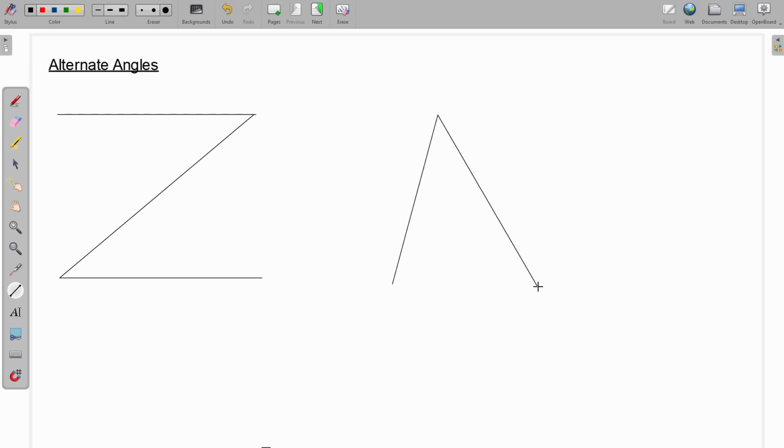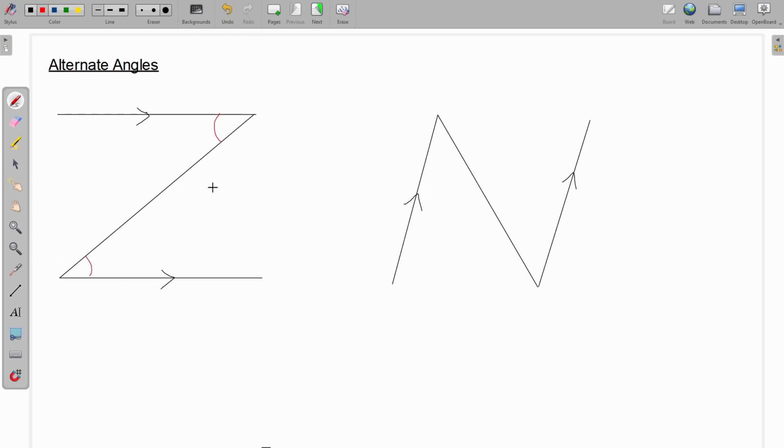Now the important thing to remember about alternate angles is we need parallel lines. The parallel lines in question are going to be the arms of the Z or the legs of the N. So as long as I have a pair of parallel lines, I can work with alternate angles. Now, the principle of alternate angles is that they are equal.